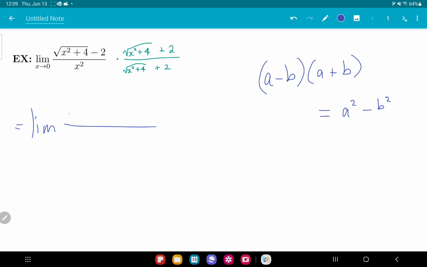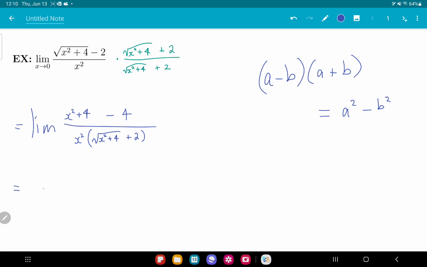So what does that give me? It gives me x squared plus 4. That's from squaring a. And then minus b squared, which will be 4. On the bottom, you do nothing. You just leave it alone. It's not going to typically help you to multiply this out. So I'll just leave it factored.